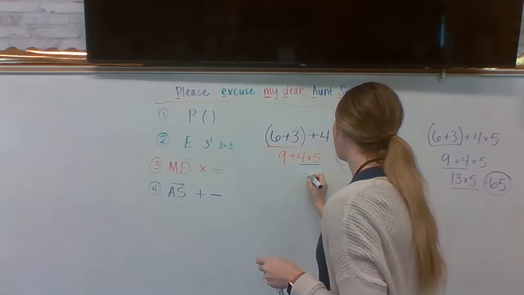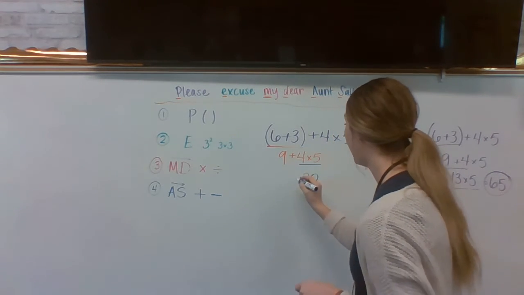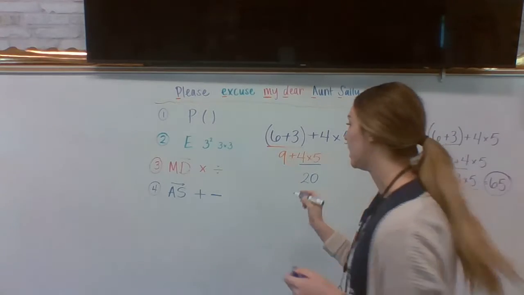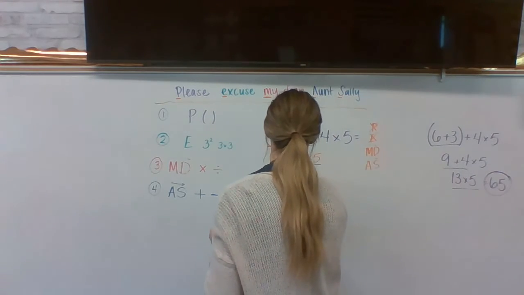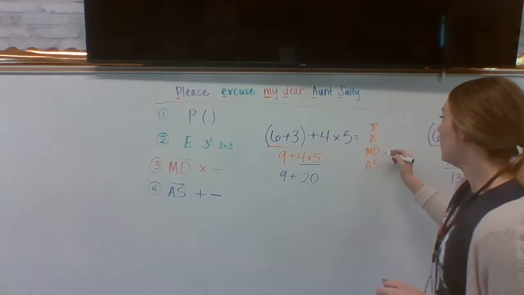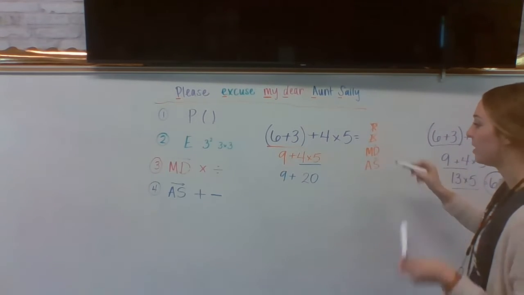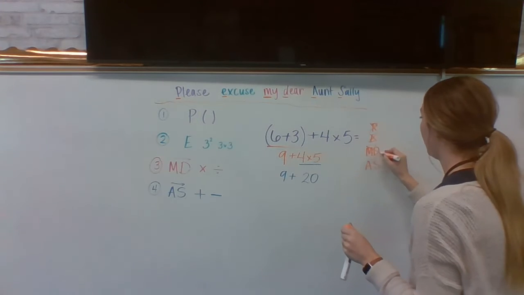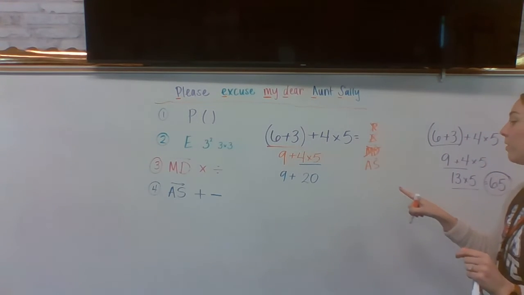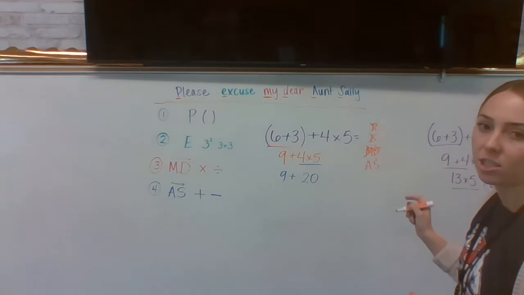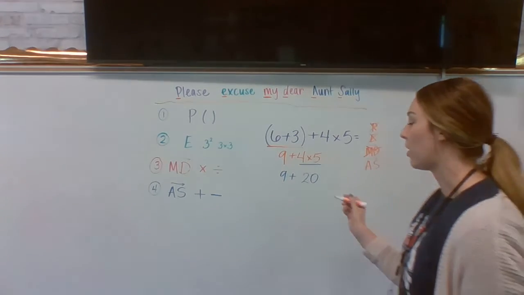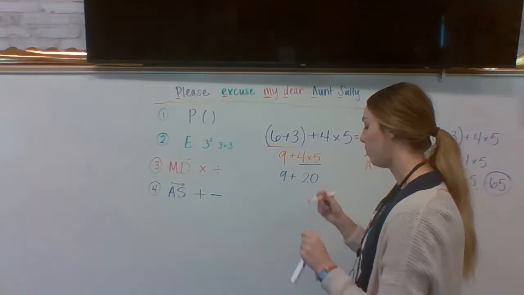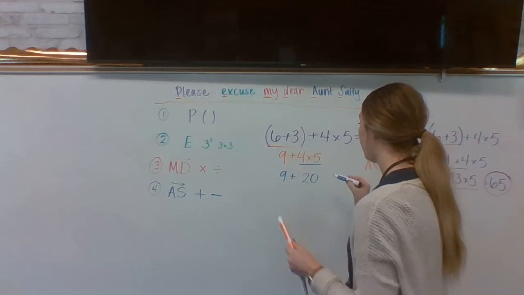4 times 5 is 20. And then the rest of my problem gets to stay the same. I'm not trying to change the problem, just trying to solve it. So that's the M. There was no D. Whoops, wrong color. So next in the order of operations is A and S, addition or subtraction, and that's actually all that's left here. 9 plus 20 is 29.